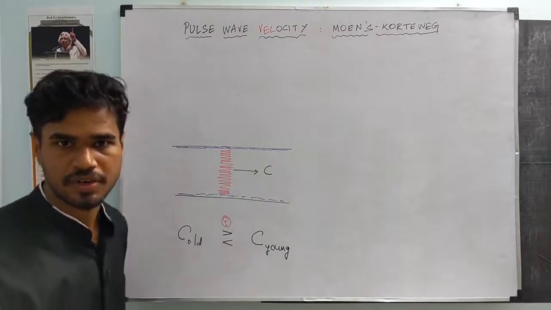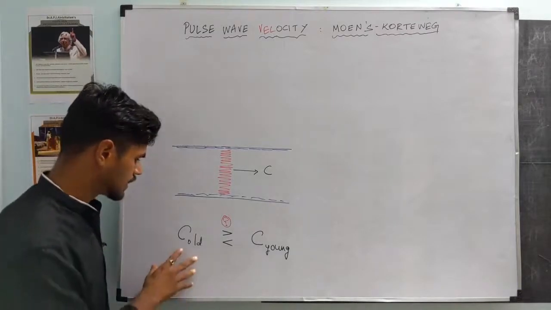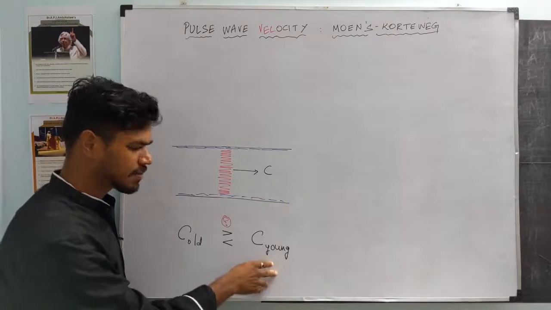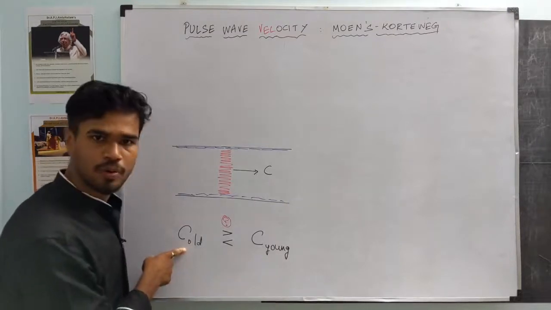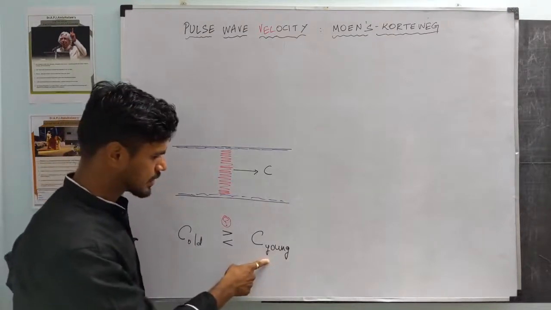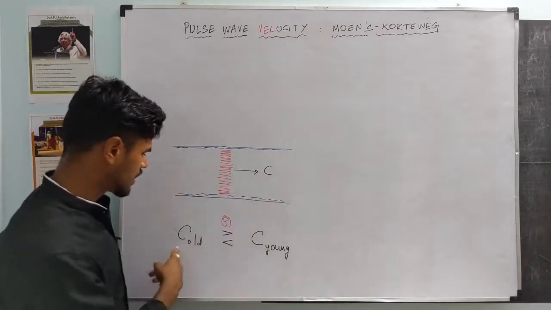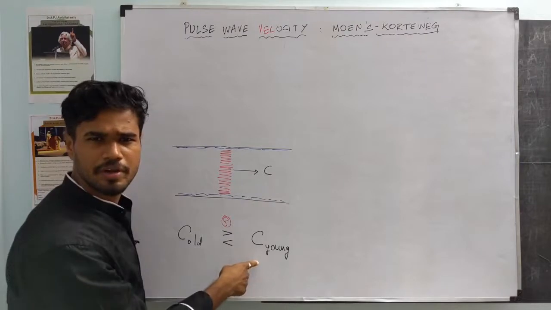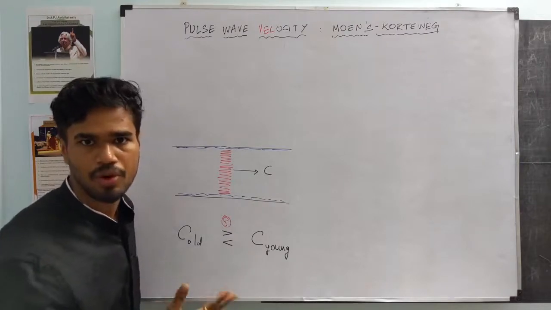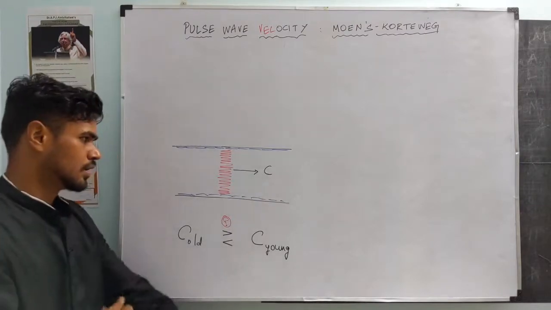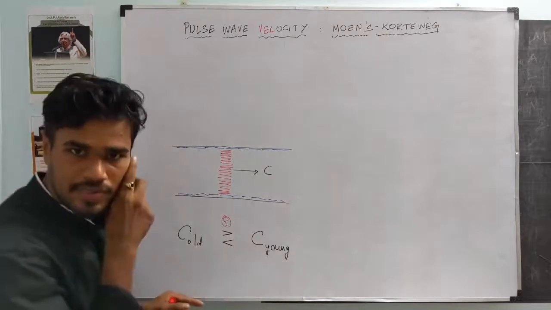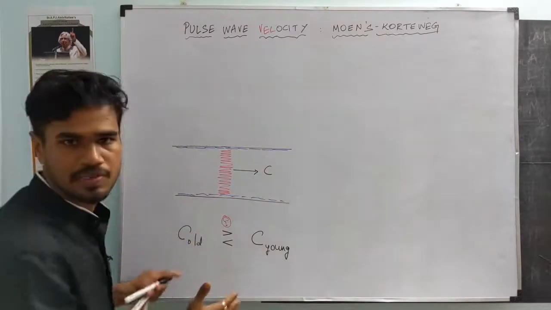And the question that you are going to answer is this. Say we have an old person and a young person. The pulse wave corresponding to an old person, the pulse wave corresponding to a young person. Is this pulse wave velocity going to be higher for an old person or is it going to be higher for a young person? What do you think? Okay, so let's try to answer this as precisely as possible.